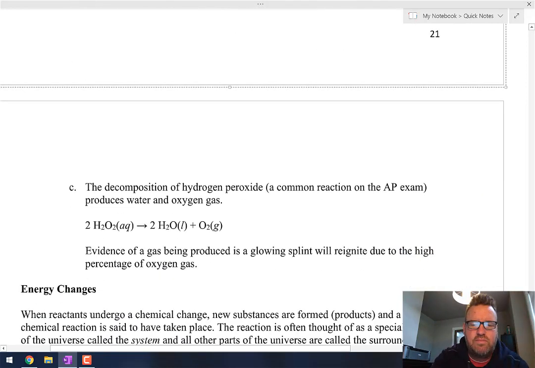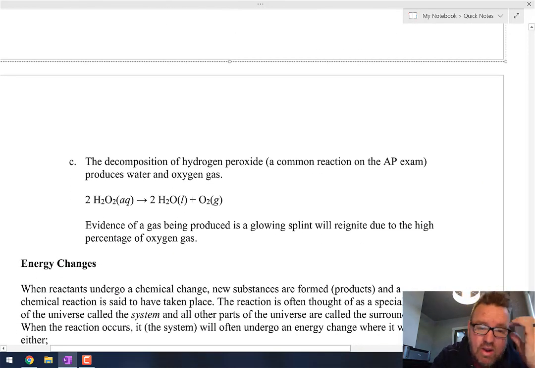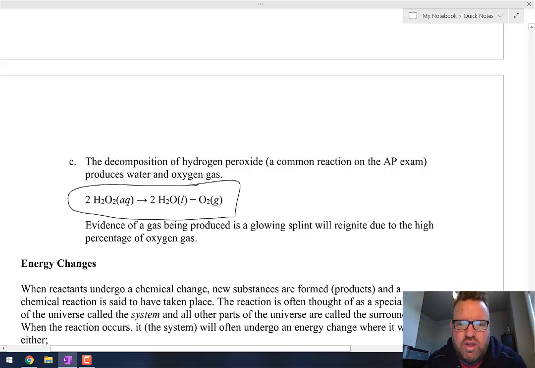Okay, and then the last one here talks about the decomposition of hydrogen peroxide. This one's really, really common on the AP test. You're very likely to see that equation. When hydrogen peroxide decomposes, it breaks down into water and oxygen gas. Okay, and there's a couple things about that.